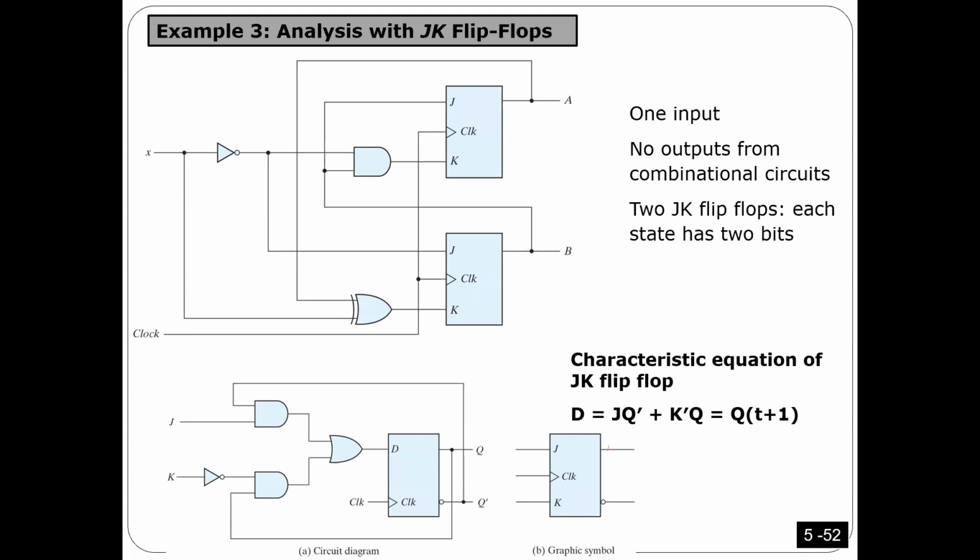Okay. So how can we work with this one? Very simple, very, very simple. Number one, you need to calculate what is J, what is K, what is J, what is K. Number two, just plug in here to get the state equation. That's it. Everything else is the same.